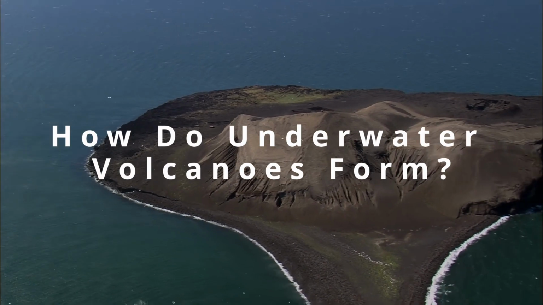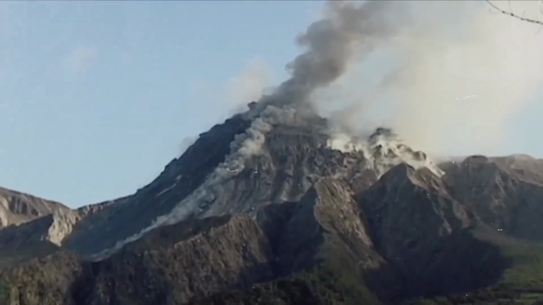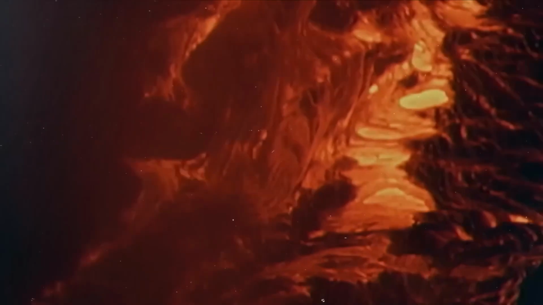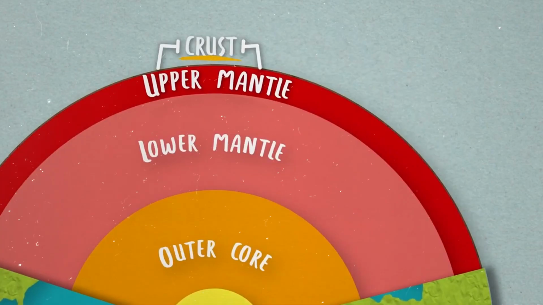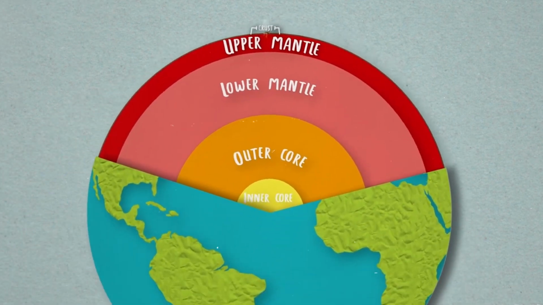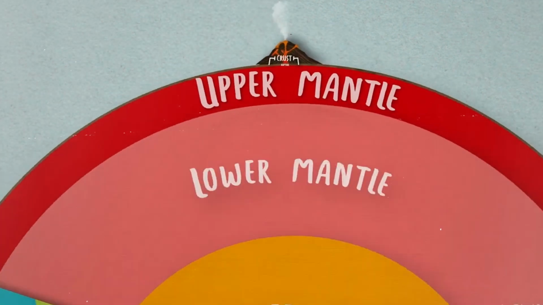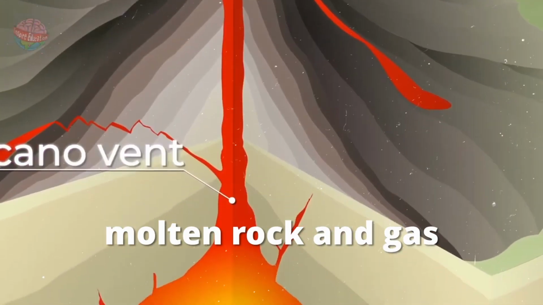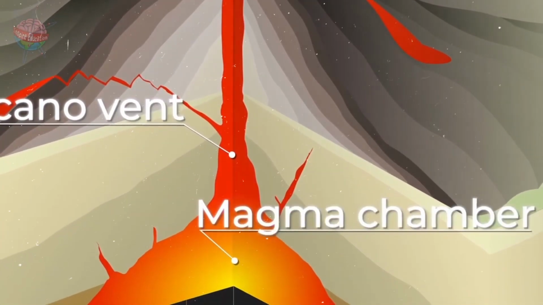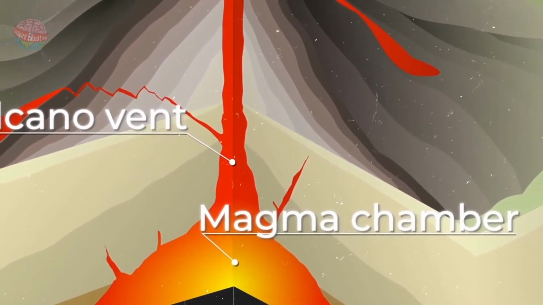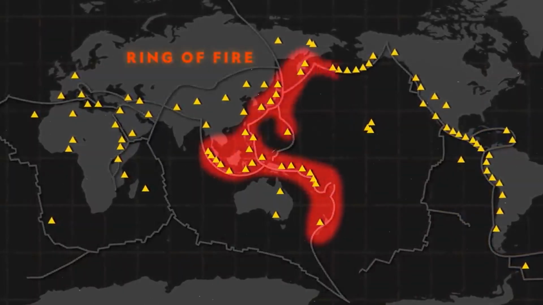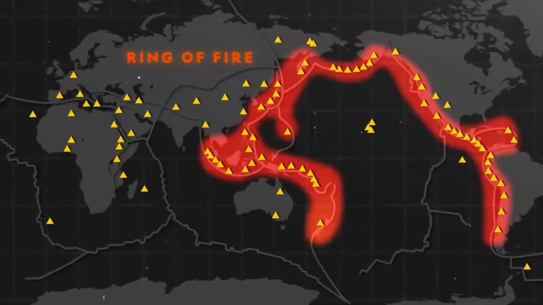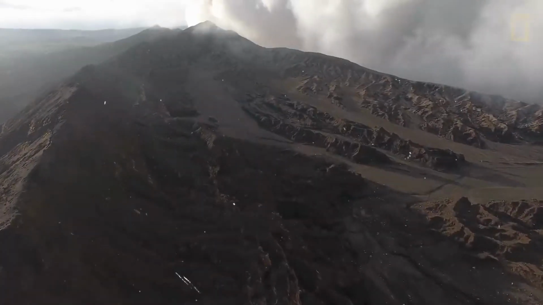How do underwater volcanoes form? It is crucial to first comprehend how land volcanoes typically form in order to comprehend how these underwater volcanoes are formed. The three layers that make up the Earth are the mantle, the core, and the outer crust. The mantle, which is made up of molten rock and gas known as magma, is the primary factor in the formation of volcanoes. Fault lines are weak spots, gaps, or fissures found within the crusts of the planet.